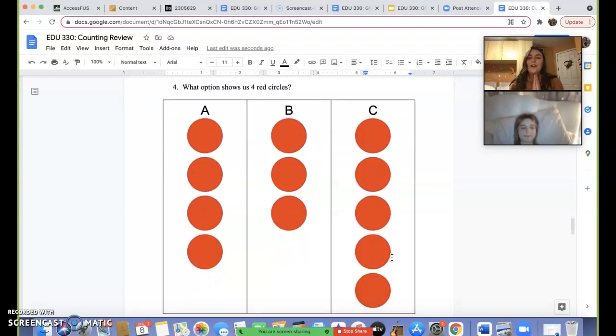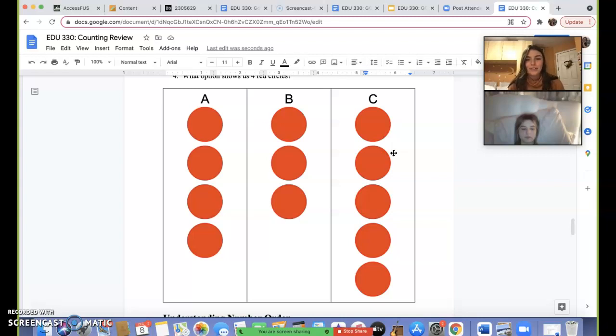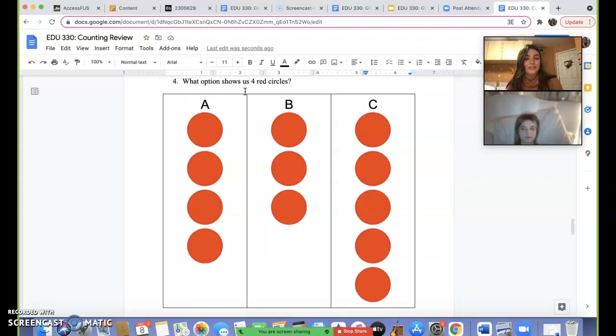All right, ready? So now we're going to go ahead and count each row. So we have row A, row B, and row C. And then together we're going to decide which row has 4 red circles. Ready? All right, so let's count row A first. Can you count them for me? 1, 2, 3, 4. Good. So row A does have 4 circles, but let's count the other ones just to be sure, okay?